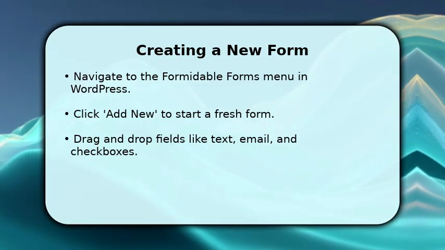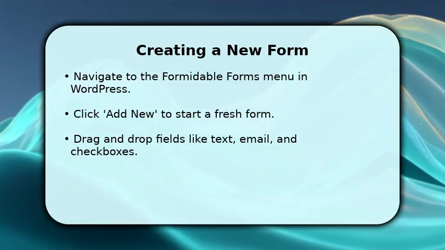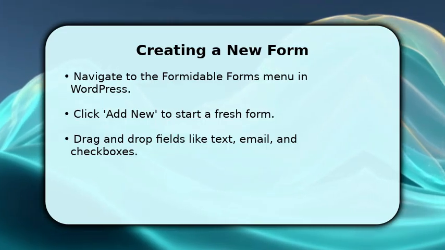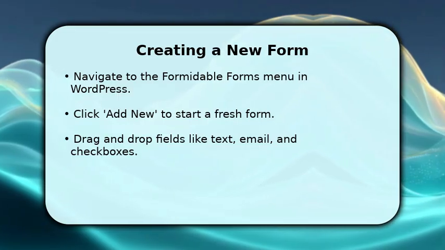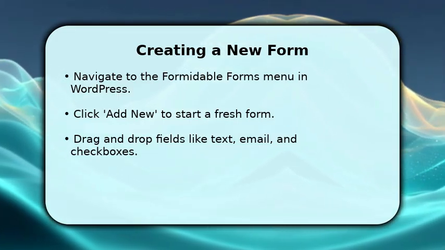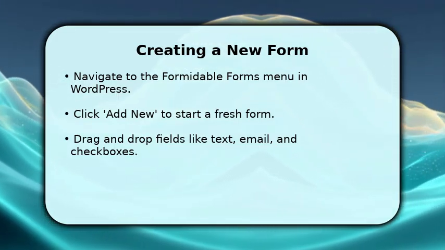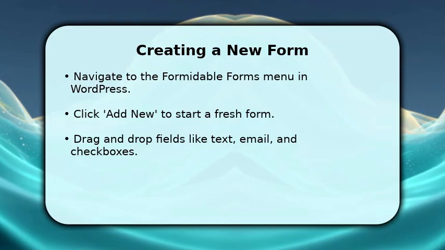This opens the Form Builder, where you can easily drag and drop different field types onto your canvas. Choose from over 100 field options, including text, email, and drop-downs. Remember to customize each field's label and settings to perfectly suit your form's purpose.